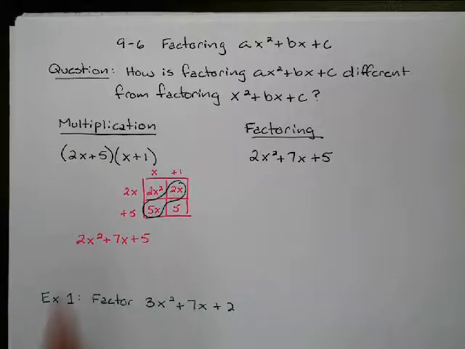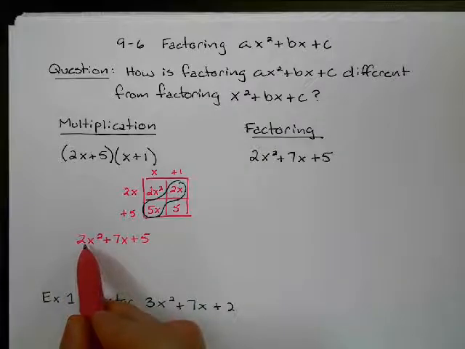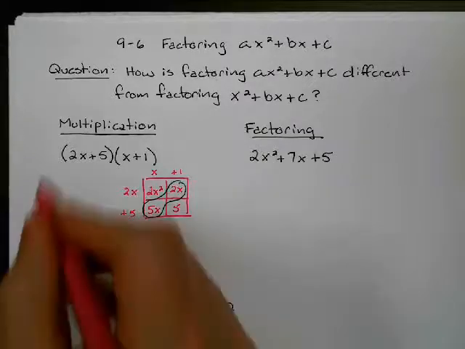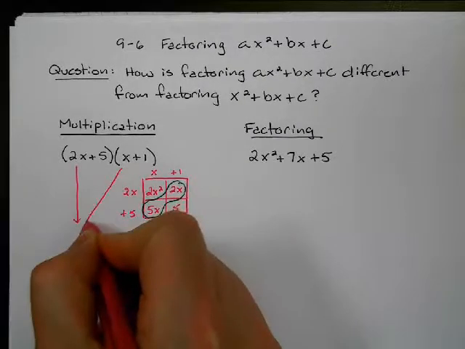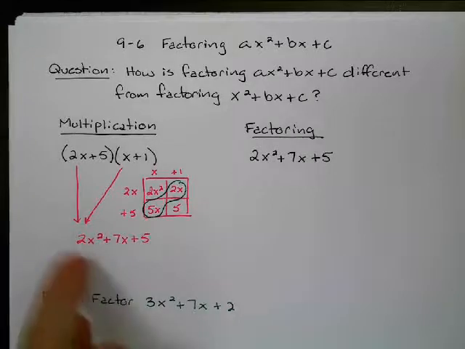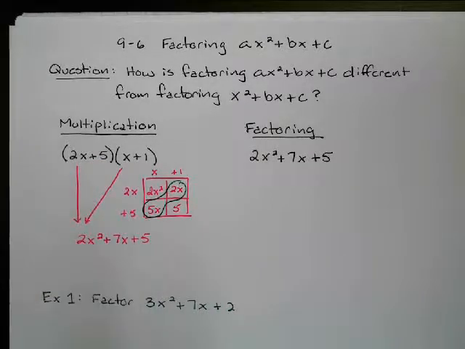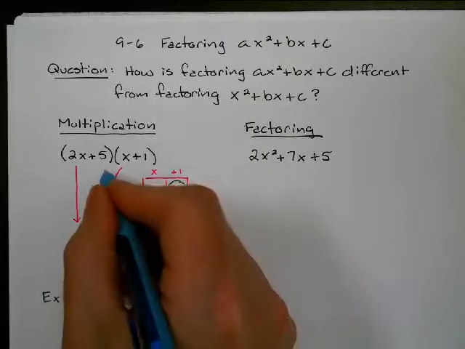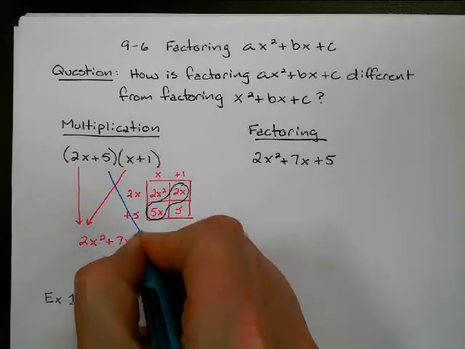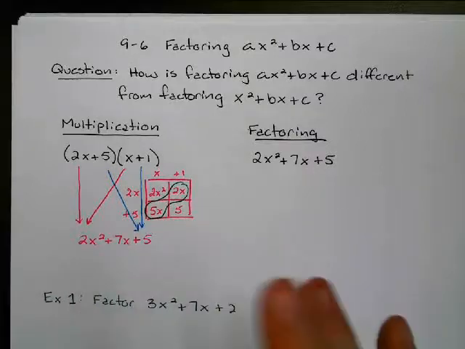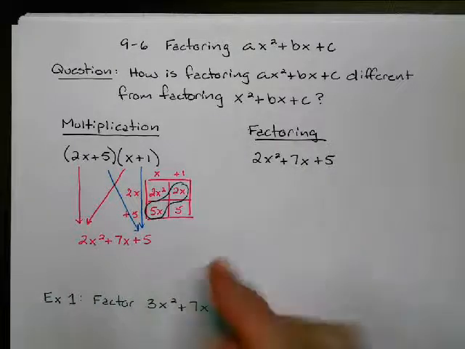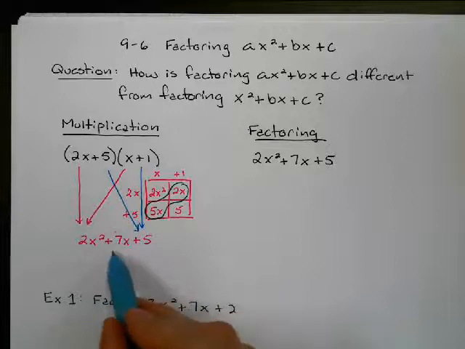Now, this front number, where did it come from? This front number came from multiplying this one and this one. Okay, so that's where the front number came from. 2x times x, that's how we got this 2x squared. The back number, 5, came from multiplying the 1 and the 5. Pretty simple. Now what's tricky about this one is where we're getting this middle number from.